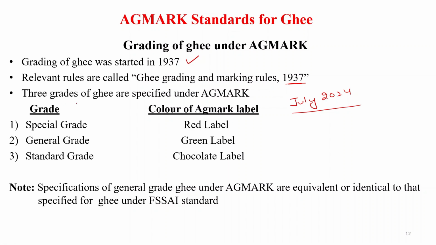Now there are 3 grades of ghee specified as per AGMARK. One is special grade, that is given a red label, general grade, that is given a green label, and standard grade, that is given a chocolate label. And these grades differ mainly in terms of free fatty acid composition, that we'll see. Now the specification of general grade ghee under AGMARK is equivalent or identical to that specified for ghee under the FSSAI standard.